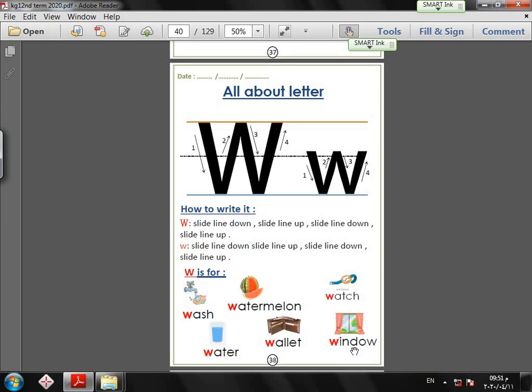One more time. The words start with letter W. Wash, watermelon. It's a fruit and it's very delicious. Fruit, watermelon, watch. To know the time, watch, water, and we have to drink much more water these days. Water, wallet, we save or we keep our money in it, and our cards, wallet, window. These words start with letter W.